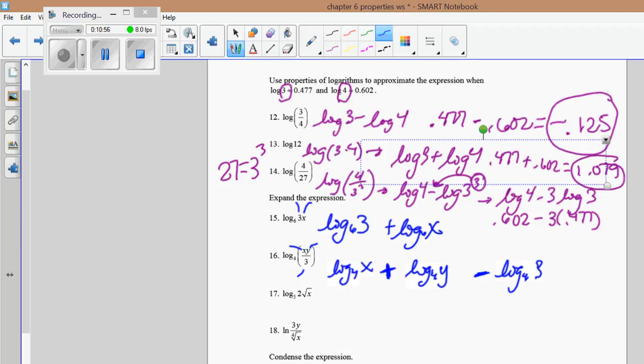Number 17, here we go. I'm just going to change colors for fun. The square root of x is really x to the 1/2.